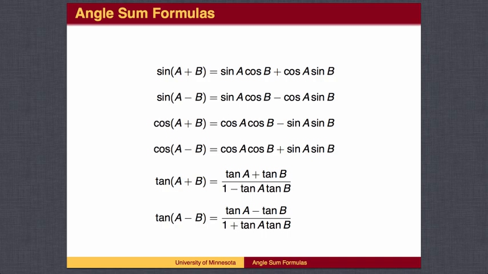Here are the formulas for the sine, cosine, and tangent when adding or subtracting angles. Note that on the left-hand side you are asked to add or subtract the angles and then find the value of a trig function. On the right-hand side, you have 3 or 4 numbers found from trig functions that are then added, subtracted, multiplied, and divided to get the answer.